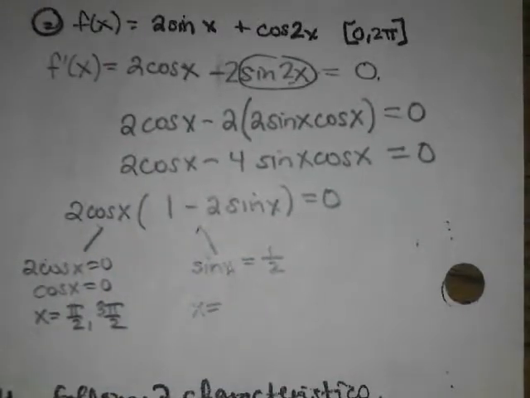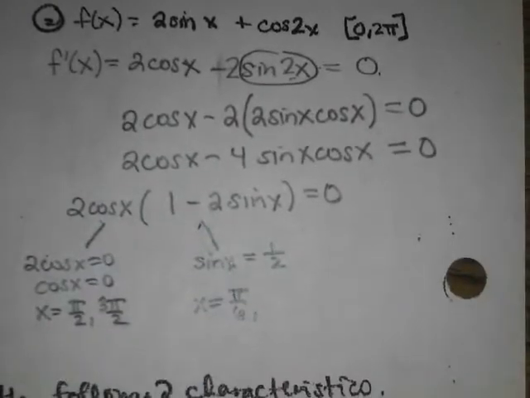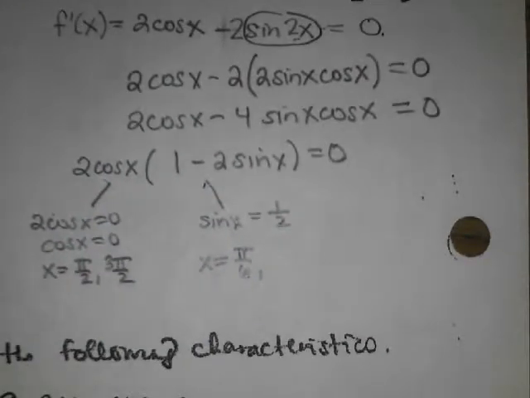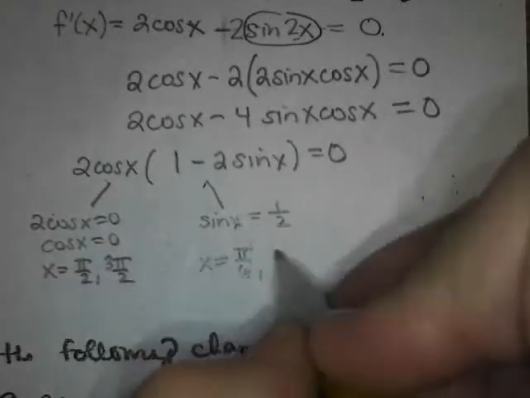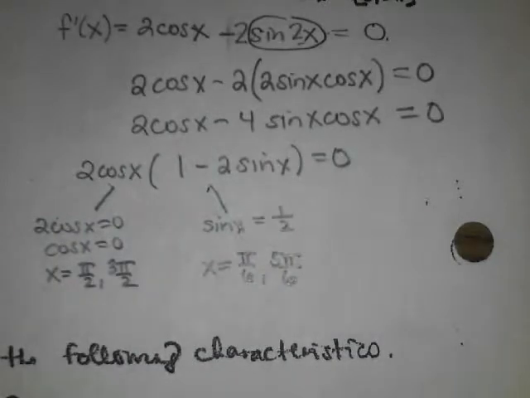That's your first quadrant. What other quadrant? Five, five, or six. Good. So those are my potentials. And now, based on the second derivative test, I'm going to evaluate the second derivative at all four of those points and decide if my second derivative is positive, then it's a relative minimum.